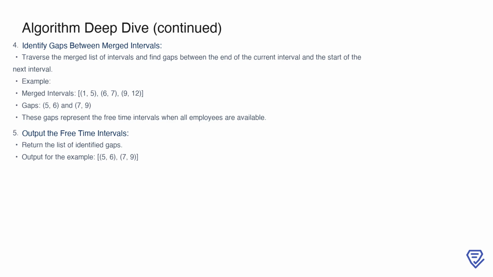For example, given the merged intervals [1,5], [6,7], [9,12], the gaps are between 5 and 6, and between 7 and 9. These gaps, [5,6] and [7,9], represent the time when all employees are free. Finally, we output these free time intervals as the result. In this case, the output would be [5,6], [7,9].